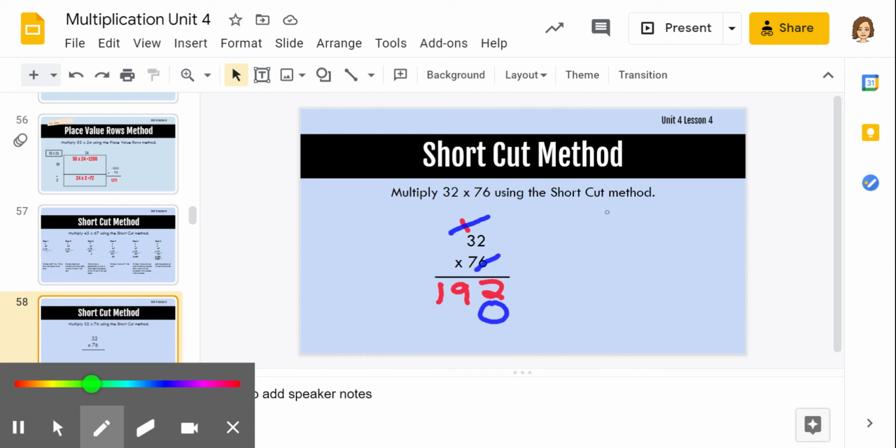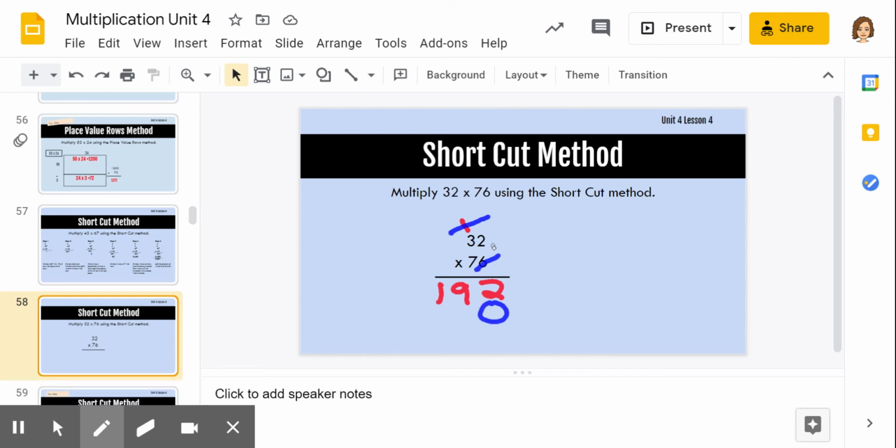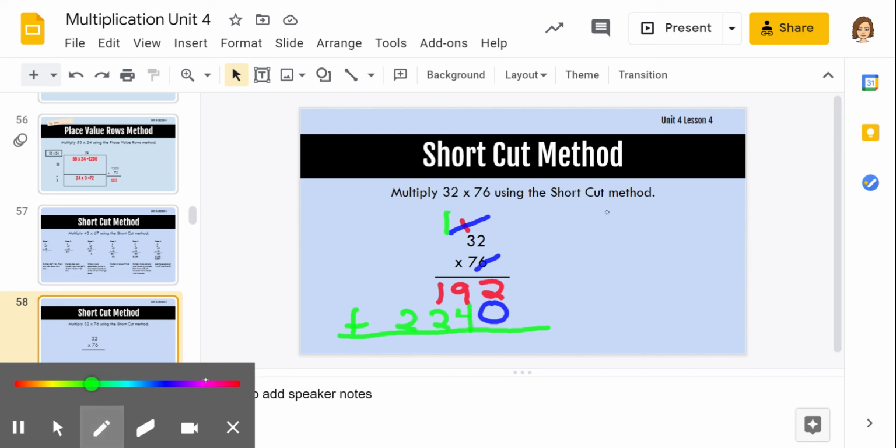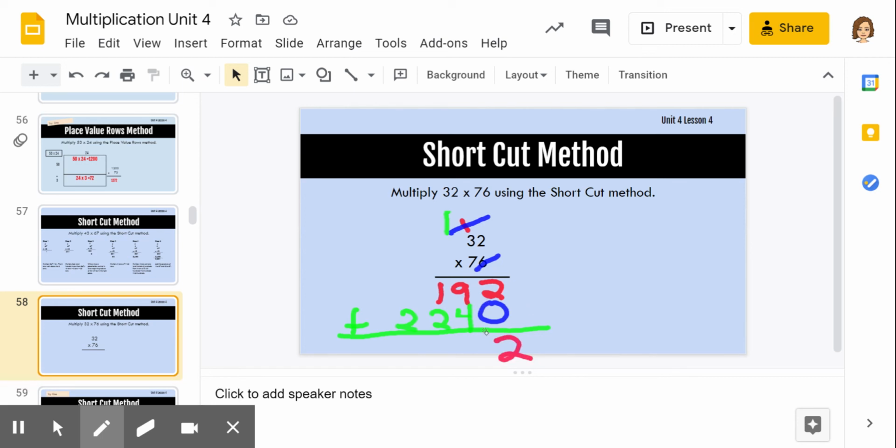Then I'm going to start with the tens to the ones. 7 times 2 is 14. Put my 4 down, carry my 1. 7 times 3 is 21, plus 1 is 22. And then I just simply add it together. 2 plus 0 is 2. 9 plus 4 is 13. Carry my 1. 2, 3, 4... 2,432.